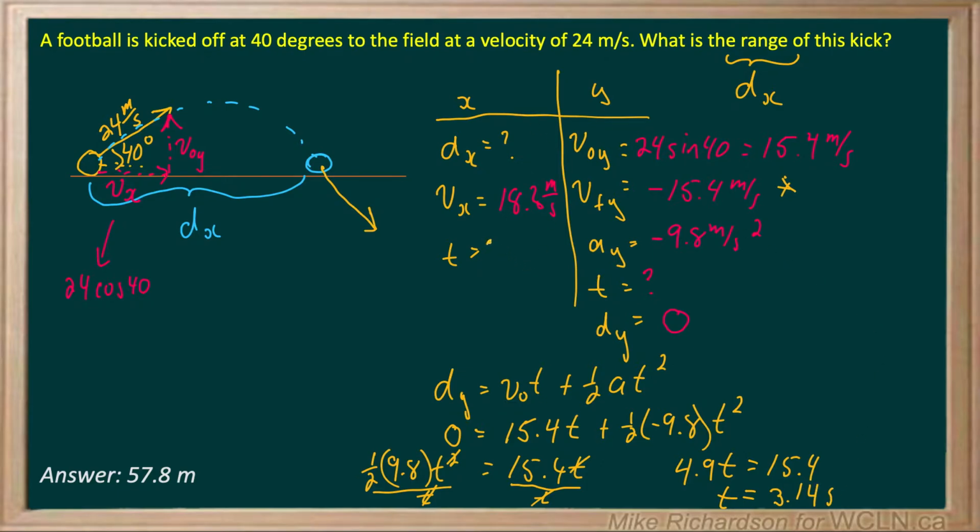That goes over here in my x column. And the only thing left is to solve for dx. And since there's only one equation, it's easy. dx is vx times time. Vx is 18.3. My time is 3.14. And 18.3 times 3.14 is 57.8 meters.